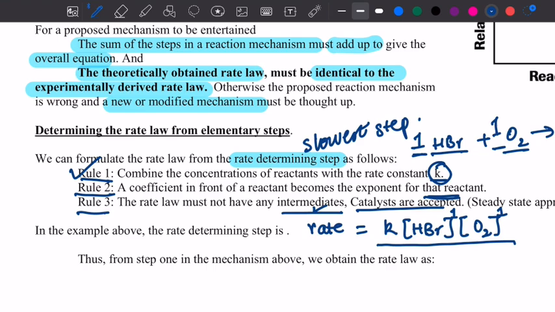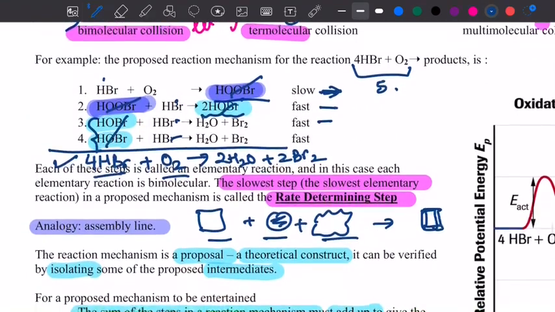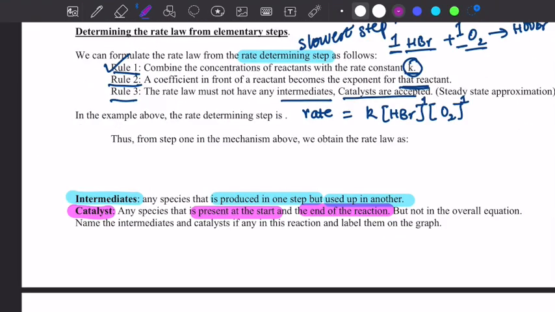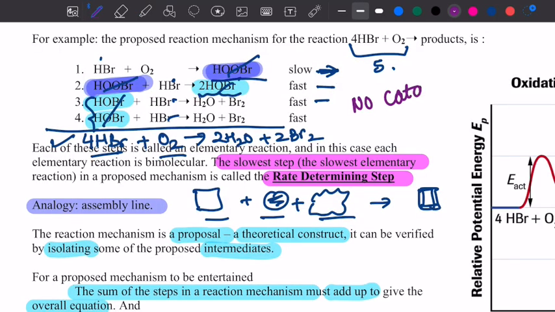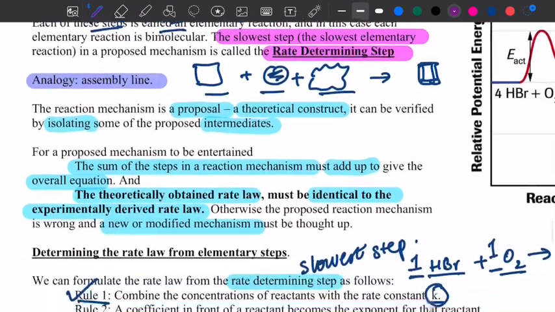And the rate law we have figured out from the slowest step is here: K times HBr times O2. Are any of these intermediates? No. HBr is a reactant, O2 is a reactant, so it meets rule 3, that it does not have any intermediates. Is there any catalyst present here? Well, is there something that was present at the beginning and was also present at the end? No. So there is no catalyst in this mechanism.